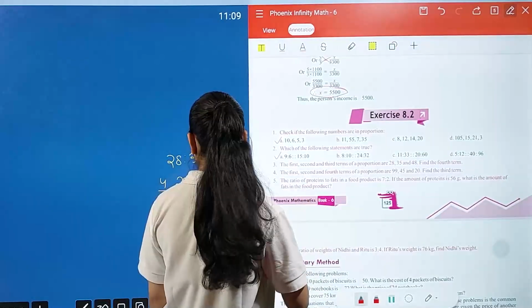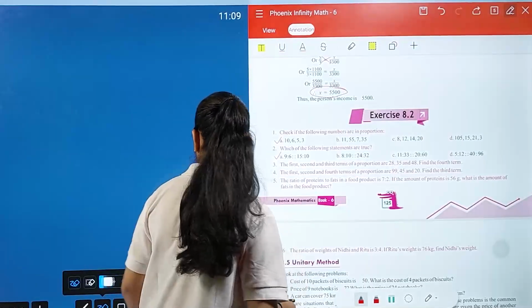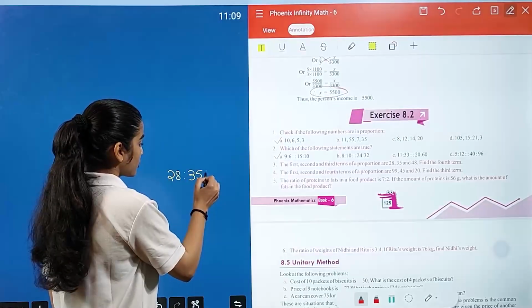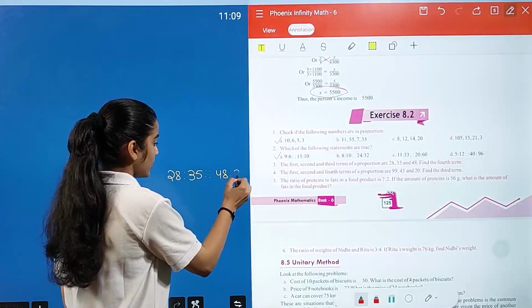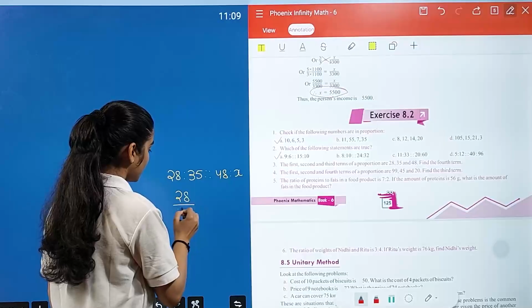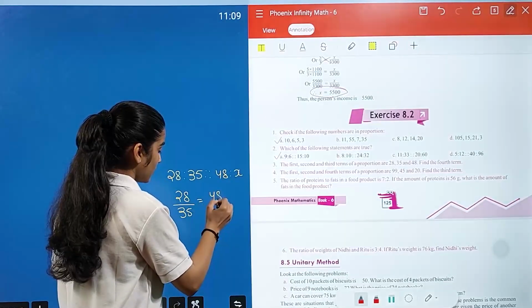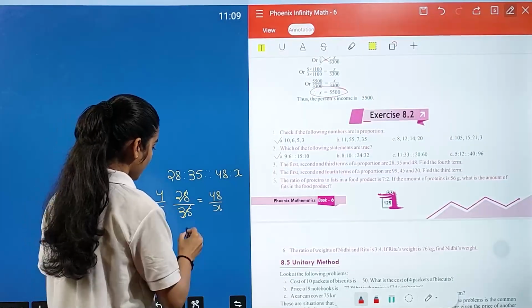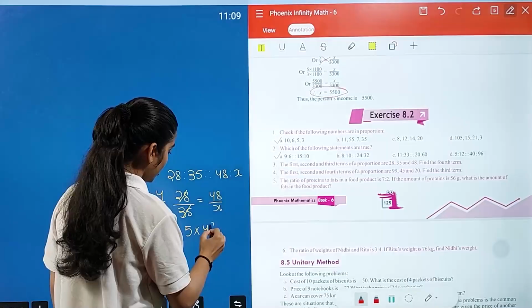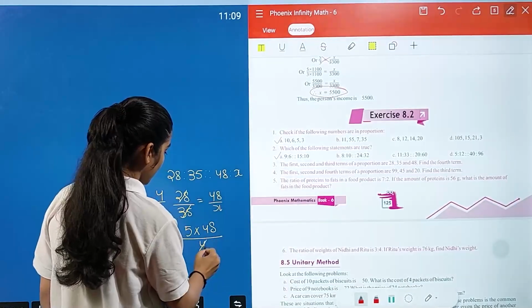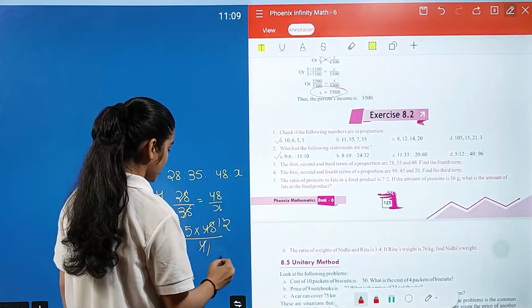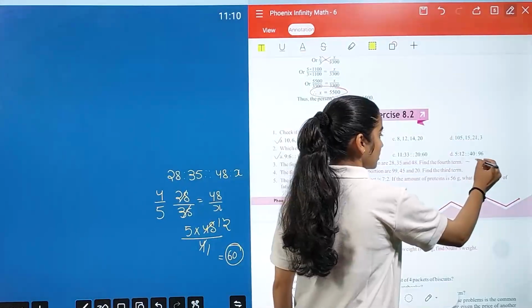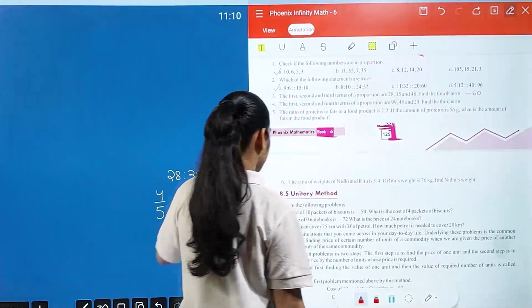Now we have 48. One more time I have to solve it. 28 is to 35 is proportionate to 48 is to x. So 28 upon 35 is equal to 48 upon x. Here we have 4 upon 5. Now 5 multiplied by 48 divided by 4. So 4 ones are 4, 4 threes are 12. So your x value is equal to 60. The fourth term is equal to 60.